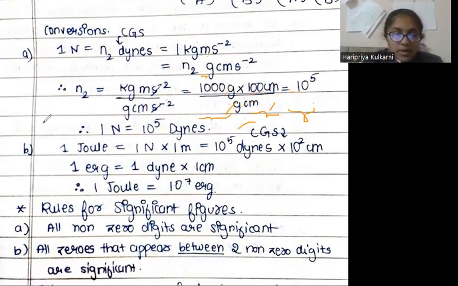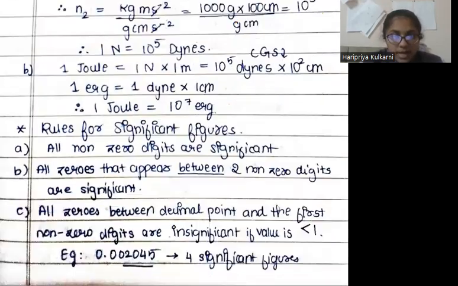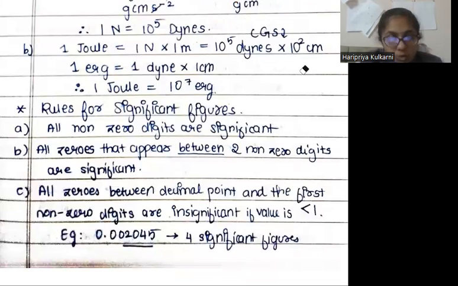Similarly, coming to joules for energy. Newton is for force, joule is for energy. So 1 joule is equal to 1 Newton into 1 meter, which is equal to 10 to the power 5 dynes that we just calculated into 10 square centimeter. So 1 erg, ERG, is equal to 1 dyne into 1 centimeter. As we have 1 joule equal to 1 Newton into 1 meter, 1 erg in CGS unit is 1 dyne into 1 centimeter. So what is 1 joule? It is 10 to the power 7 ergs.